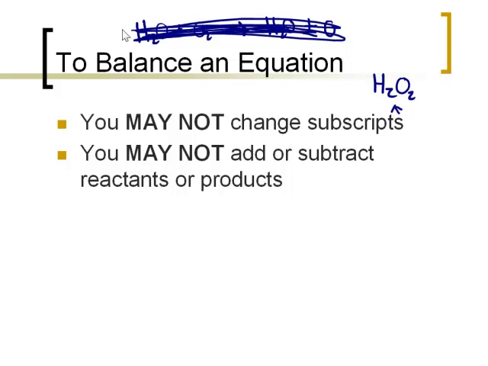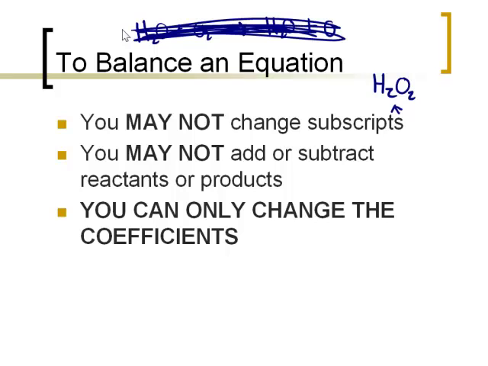Okay? The only thing that you can do is you can only change the coefficients. Okay? Coefficients, what that is, if you think to algebra, say I look at this number 2x, the coefficient is this number right here. It's the number out in front. It's the multiplier. This tells me how many of x I have got.